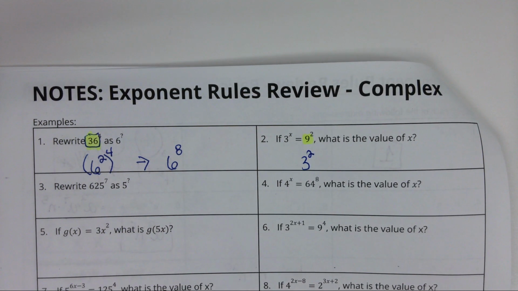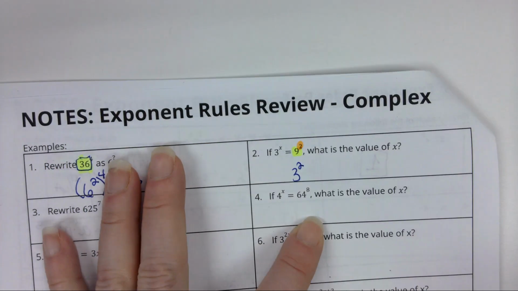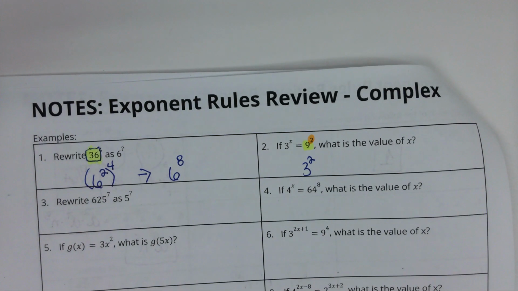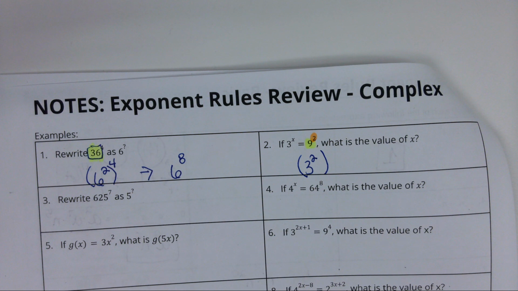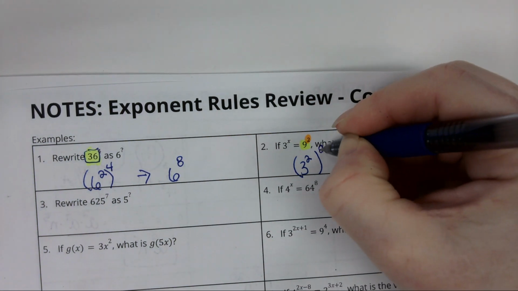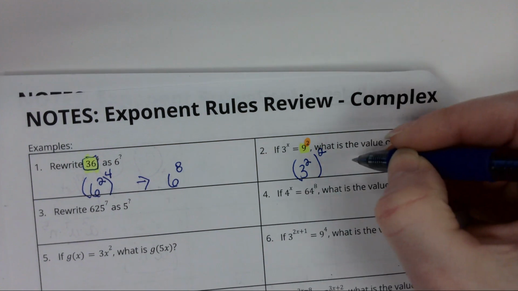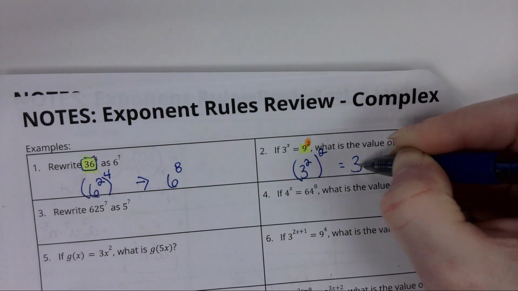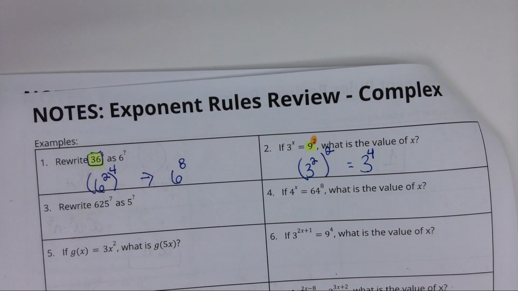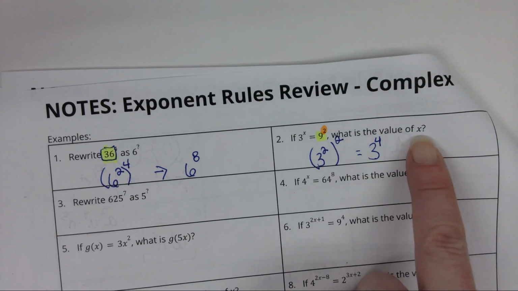Do you see though that 9 was raised to an exponent? 9 was raised to the exponent of 2. Remember, 9 is 3 squared. Those are the same thing. So now I'm going to raise this to the exponent of 2. I simplify those exponents. The rule is when they're power to a power, you multiply them. What does that mean? 3 to the what? 3 to the 4th. Okay, remember how I said 3 to the x? What's the value of x then? 4. Just 4.